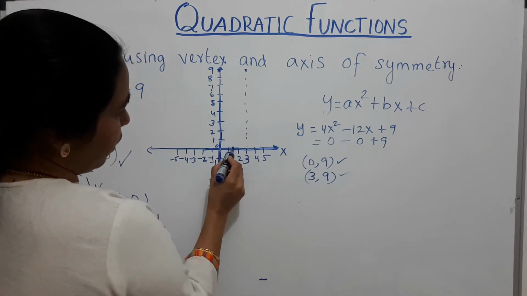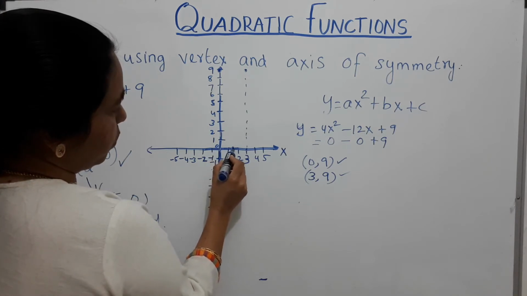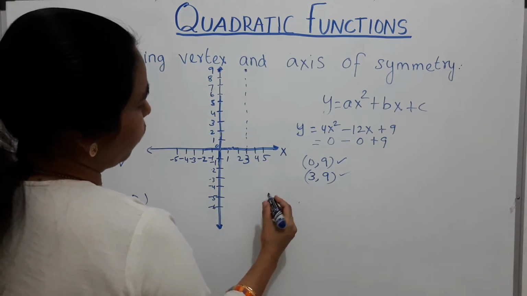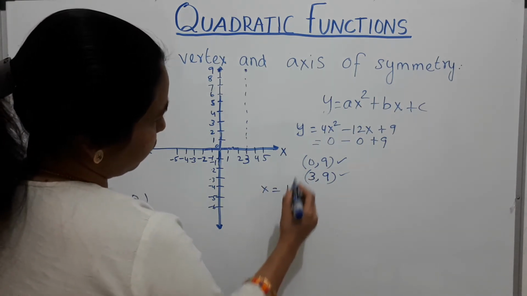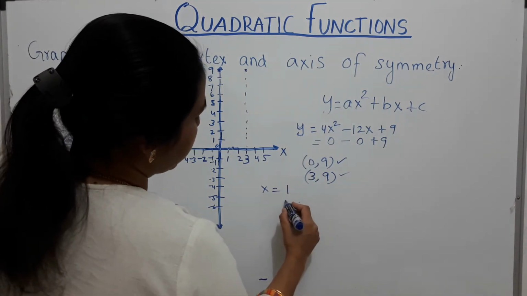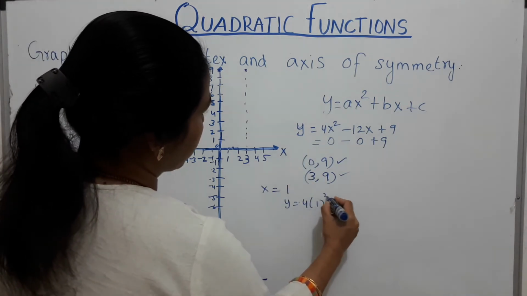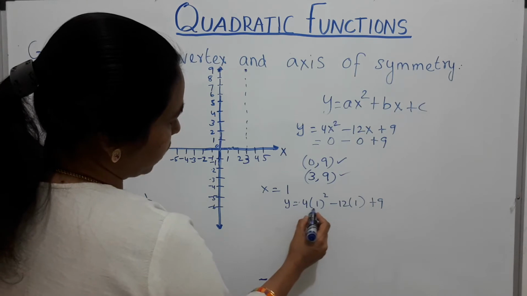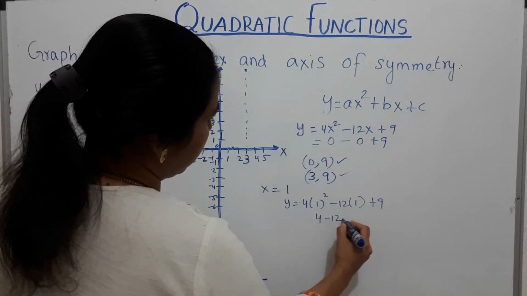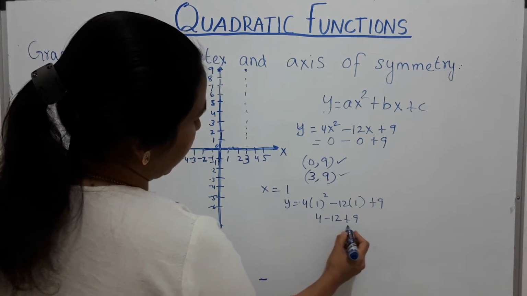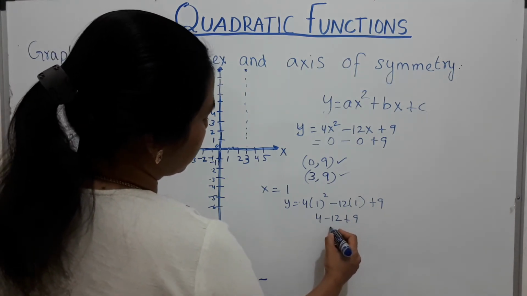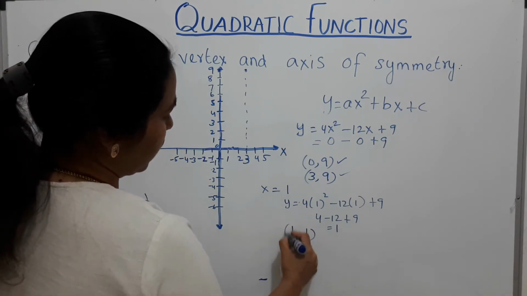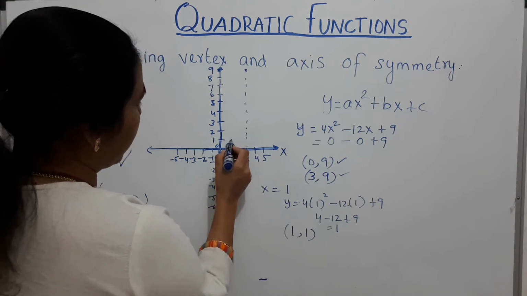Because after this one, in between 0 and 1.5, that is 1, right? So you can select the value of x as 1. So for x is equal to 1, you can find another point. So y is equal to 4 times 1 the whole square minus 12 times 1 plus 9. So 1 square will be 1. 1 times 4 will be 4, minus 12 plus 9, which is equal to negative 8 plus 9, which is equal to 1. So you have the point 1 and 1 here. So 1 and 1 will be here.